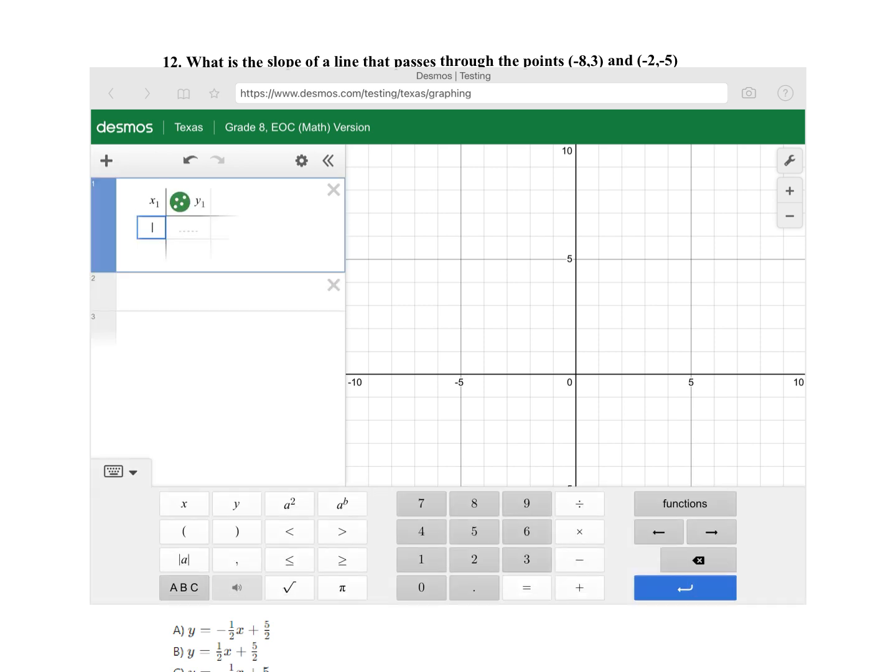So my first x is -8. And then my other x is -2. -8's y friend was 3. -2's y friend was -5. And if you look for a second, these right here, they always will pair up. They always go back to being the ordered pairs.